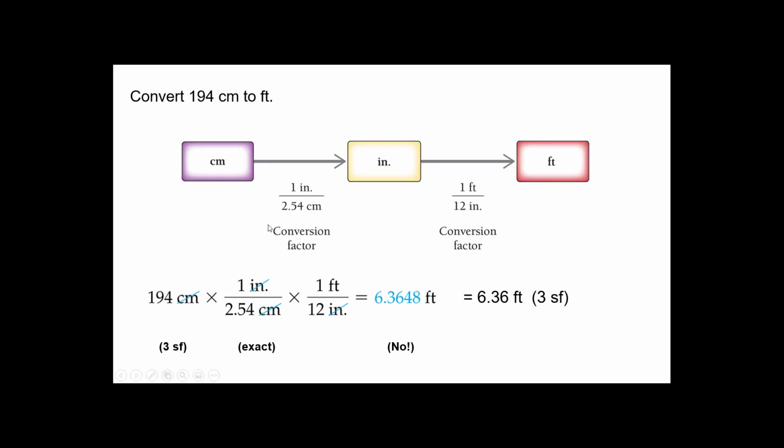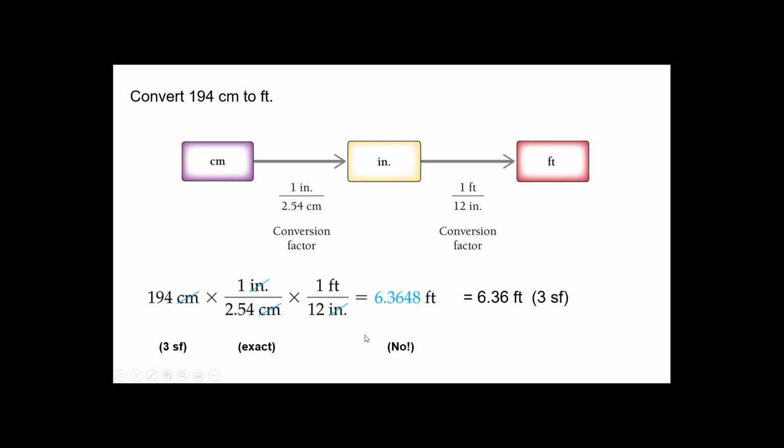So if we set this up, looking at the stepping stone or the map, you should be able to see where these come from. So we start with 194 centimeters. We set up the conversion factor. Centimeters cancel out, leaves us with inches. Now we use our second conversion factor. The inches cancel out, and it leaves us a number, 6.3648.